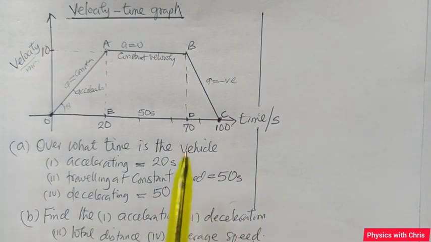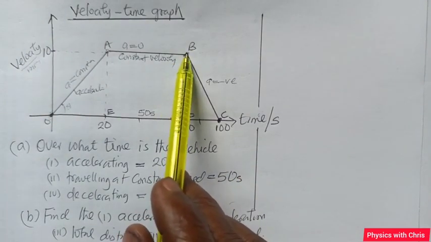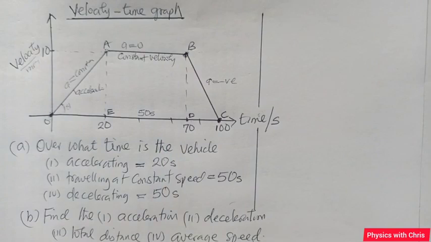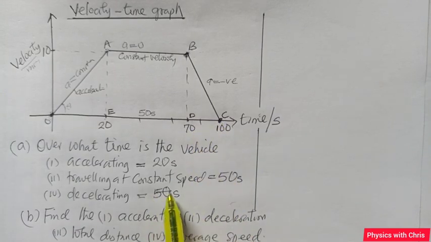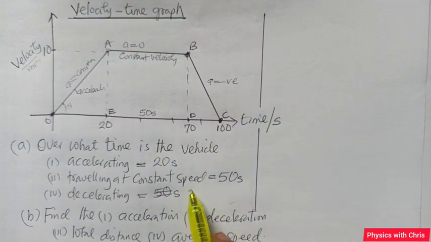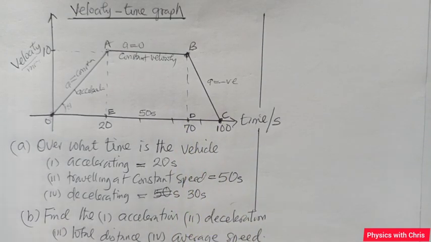Then for deceleration, it starts decelerating here. The brakes are applied at this point B. Before a moving vehicle comes to rest, of course, the driver must engage the brakes. He must apply the brakes to the vehicle so that the speed of the vehicle can gradually reduce, or the vehicle can be brought to rest gradually or with a constant deceleration. So this time, which is 100 minus 70, 30 seconds, is the time for deceleration.